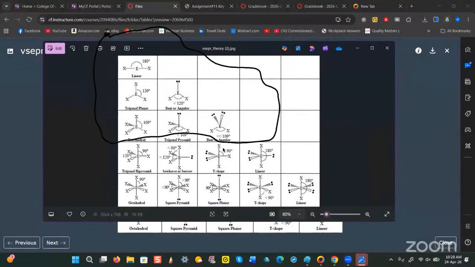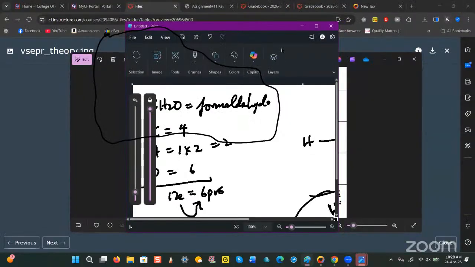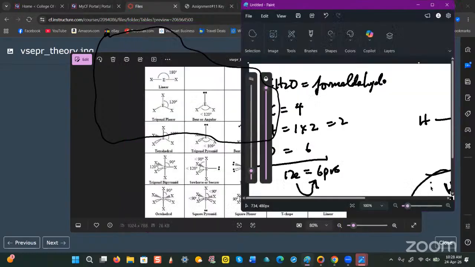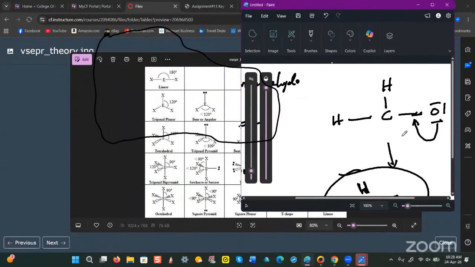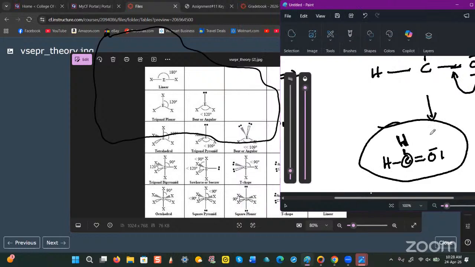So if I were to apply this idea to the previous question example that we did, let me minimize this. Okay, so let's say you're asked for the shape of the formaldehyde molecule that we just worked out here, right? So this is the formaldehyde molecule, right? We have the central atom here bonded to 2 hydrogen atoms and an oxygen, right? So what I would do is look at this table to see which of these shapes matches up with what we have here in the case of formaldehyde.